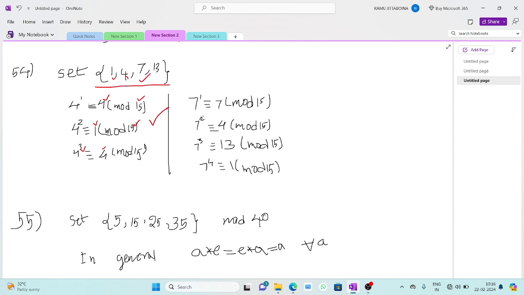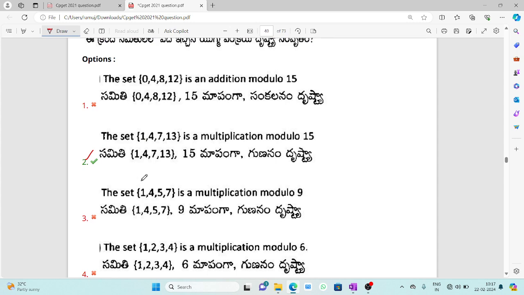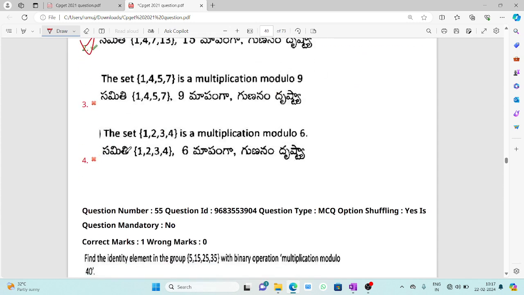It is possible for 7 also. 7 power 1 is 7, which is present. 7 square is 49, and modulo 15 we get 4. Similarly 7 cube gives 7. You may check 13 also; it is possible. For 1 it is clearly possible because it is its own multiplicative inverse. So option 2 is the correct one for this question.